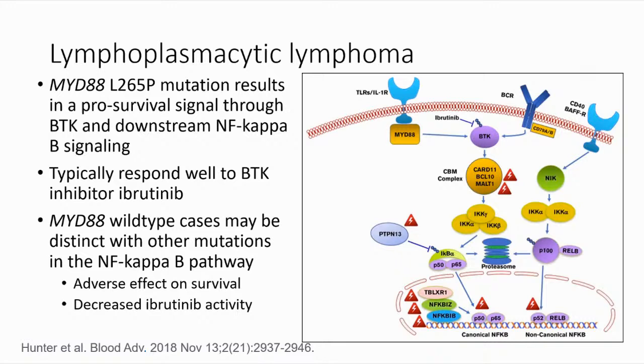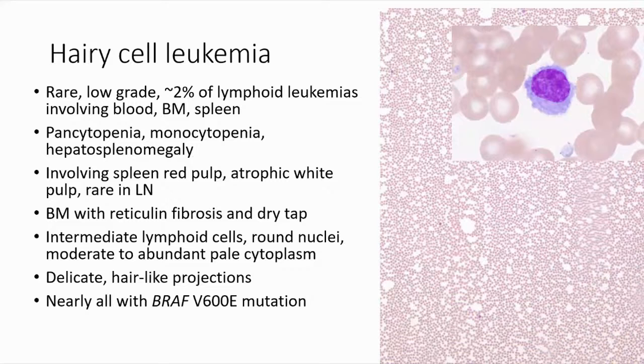So getting close to the end here, hairy cell leukemia, one of the real classic hematopathology entities. It's relatively rare, but you do see it around 2% of lymphoid leukemias. Typically involves blood, bone marrow, and spleen, very rare in the lymph nodes. Patients will present classically with pancytopenia and monocytopenia. Here's one of the peripheral blood smears. You can see there's very few white cells here.